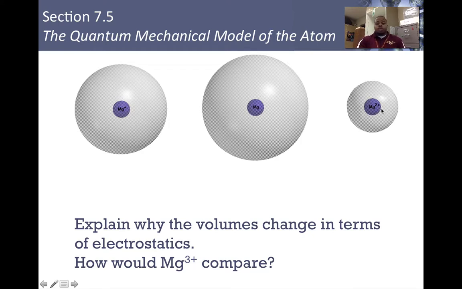This is what I want to start getting you to think about as we talk about it. And I want you to actually try in your notes or somewhere on your paper in the summary section to answer this question. Explain why the volumes change in terms of electrostatics, in terms of the interaction between the charges between them.